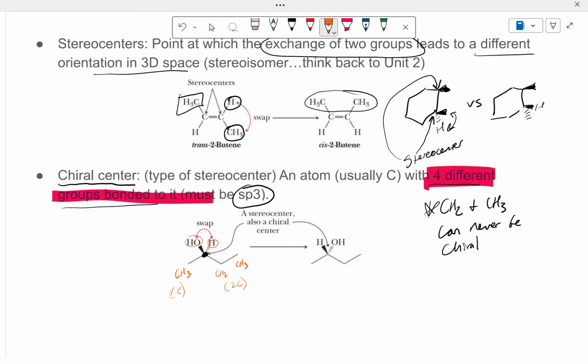Now notice how that OH is coming out at you and the hydrogen is going away from you. If I were to physically rip those two groups off and spin them around, put them in the opposite direction, I get the enantiomer of the original compound. So that's why we call this, not only is it a stereocenter, but it's a chiral center, because it has four different groups.